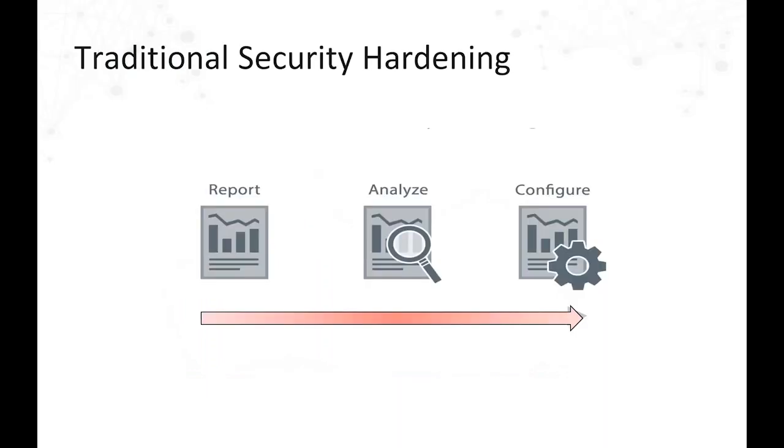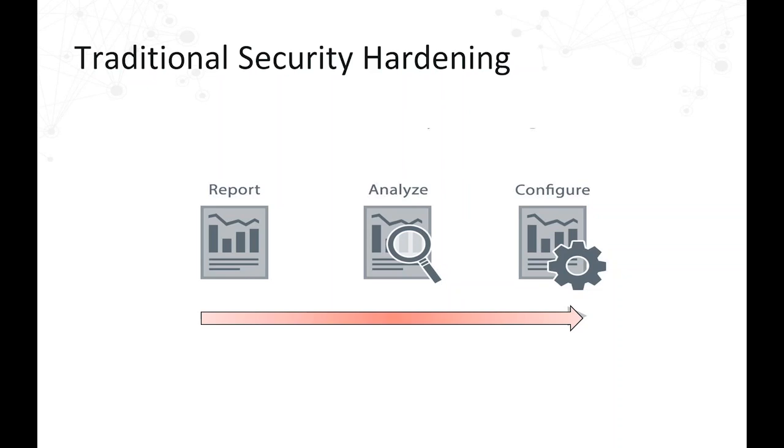So what do we mean by traditional security hardening? Well, traditional security hardening is the idea that we need to ensure that our Windows machines are correctly configured. So how do we do that? Well, let's just take a project-based approach to this. Let's say that you are tasked by the boss to secure all of the Windows machines.